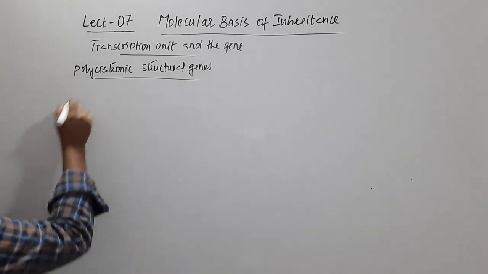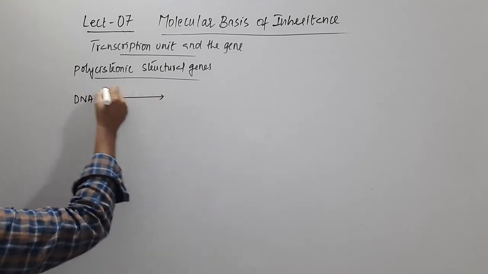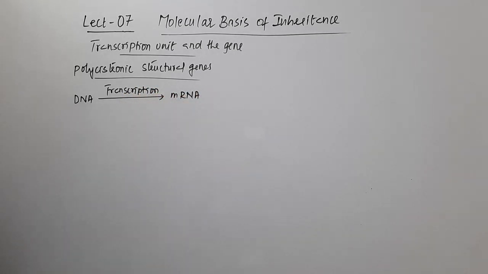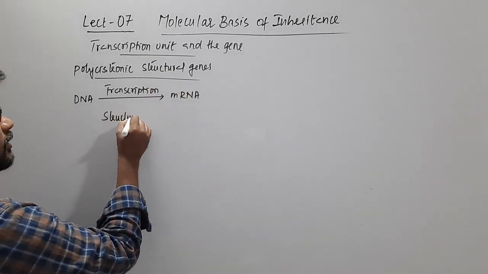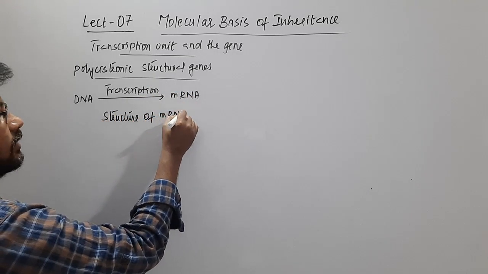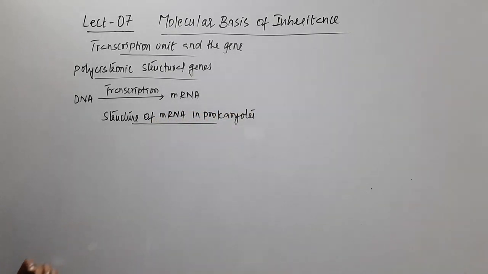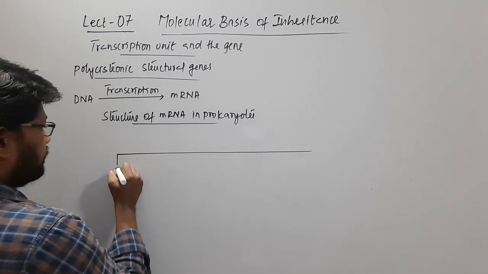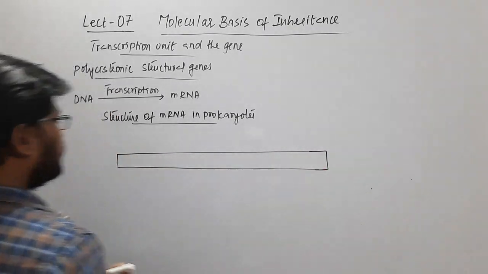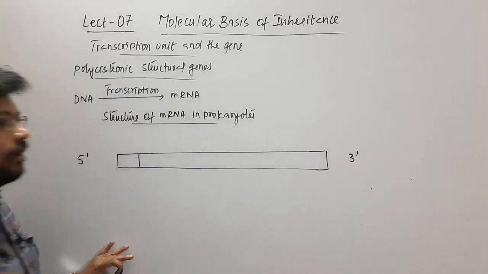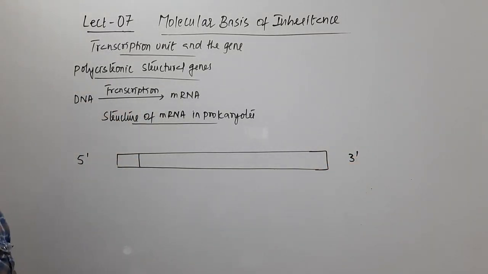Okay, so now here also the DNA, in a process called transcription, produces mRNA, and this mRNA will be having information to synthesize more than one polypeptide. So let's look at the structure of mRNA in prokaryotes. Say this is the 5' end and this is the 3' end of mRNA in prokaryotes.